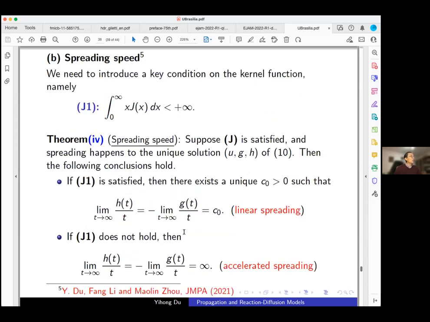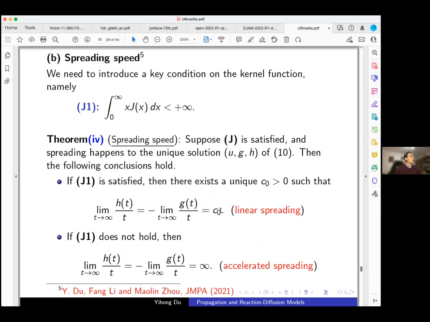And the big change appears when you look at the spreading speed. So we found this condition on the kernel function is a very important threshold condition. If this is satisfied, then the spreading has a finite speed, C0. Otherwise, we have accelerated spreading. This is proved in joint work with Fang Li from Zhongshan University in Guangzhou and Maolin Zhou from Nankai University.